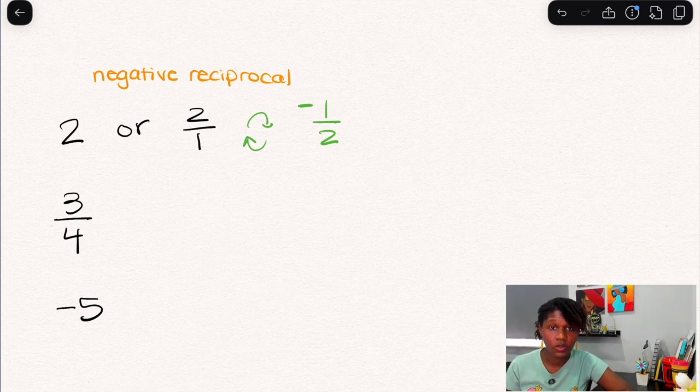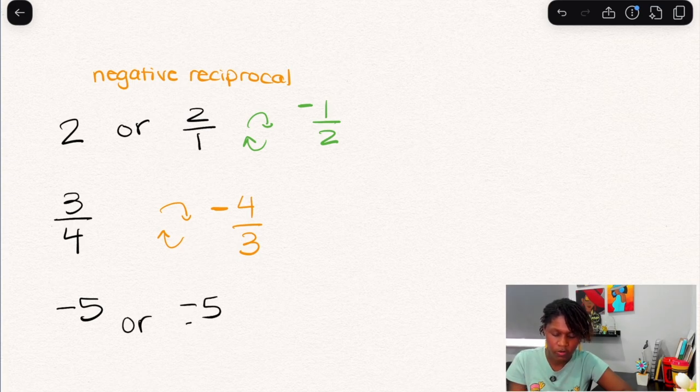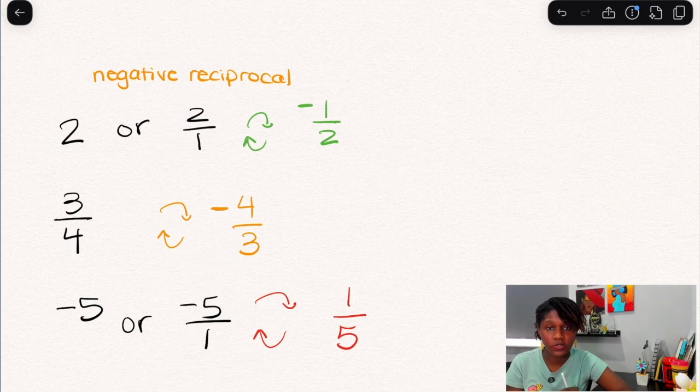Let's try it again. We have a regular fraction here, 3 over 4. So you want to flip it to 4 over 3 and change the sign. And one more time, let's see if you can be faster than I am. We have -5. I'm going to rewrite that as -5 over 1, and we're going to flip it to 1 over 5, and it was negative. So now when I have the negative reciprocal, or the opposite reciprocal, it becomes positive.